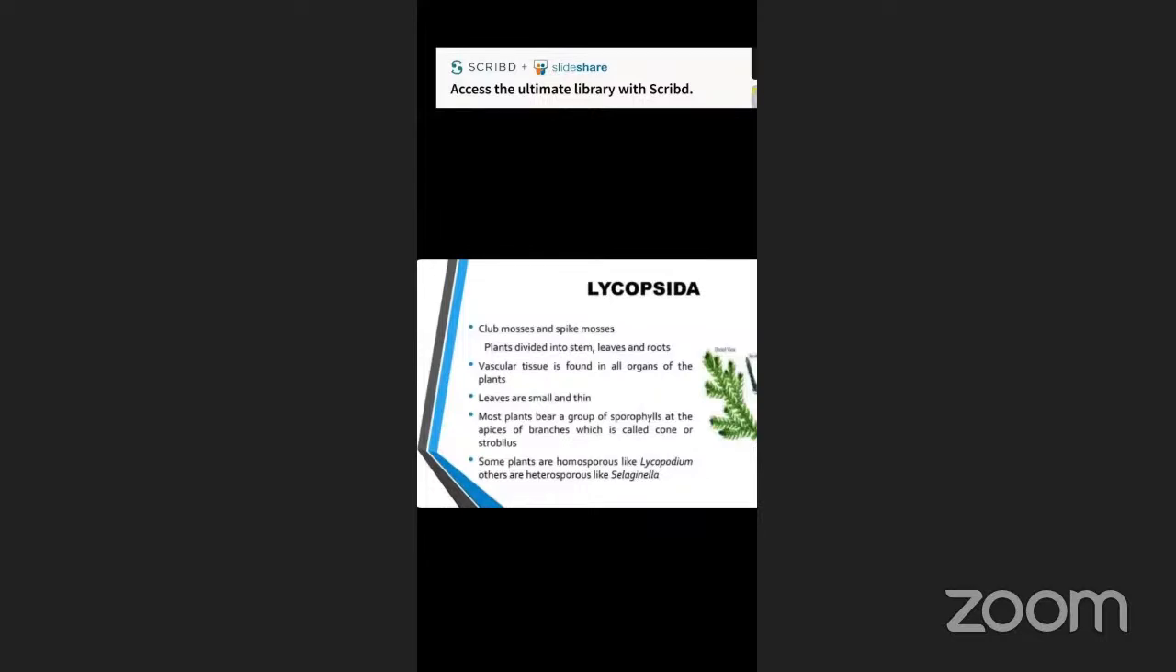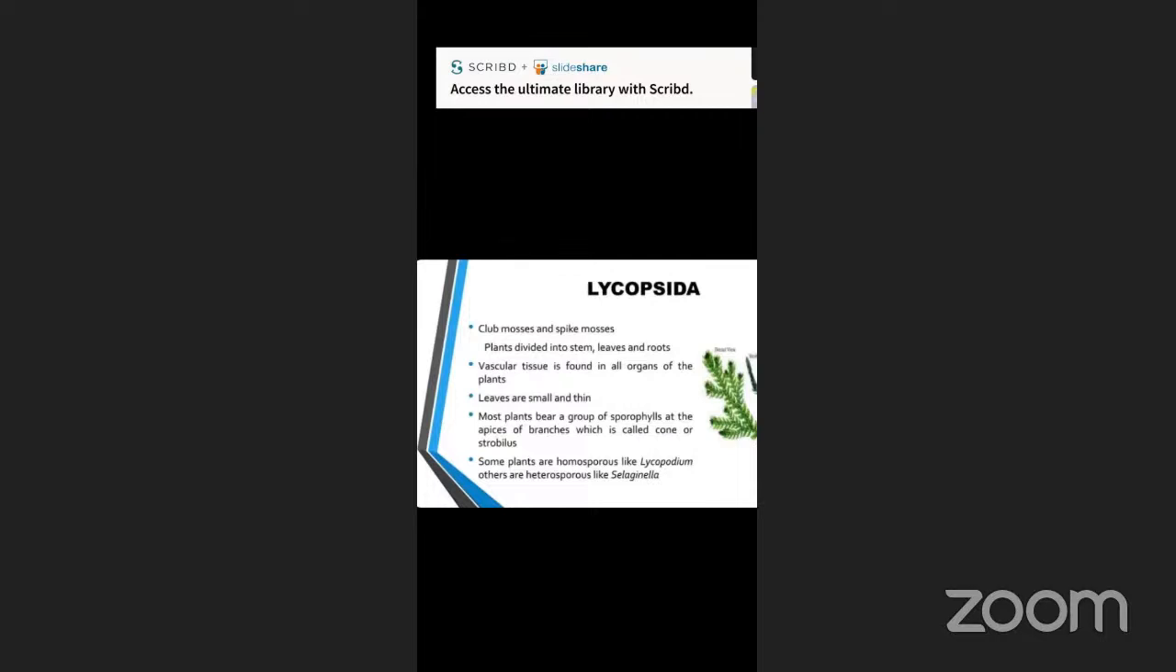Example is the Selaginella, and another is the Isoetales. Isoetes is the example. Then Pleuromeiales, that is the Pleuromeia, and Lepidodendrales. Example is the Lepidodendron. So here in Eligulopsida and Ligulopsida, the homosporous condition is in Eligulopsida, example is Lycopodium. And Ligulopsida is the Selaginella, where the heterosporous condition is present. Okay.